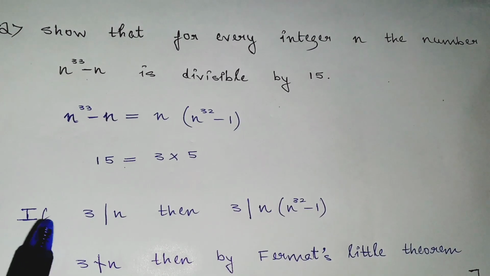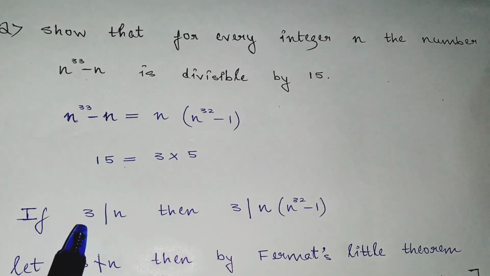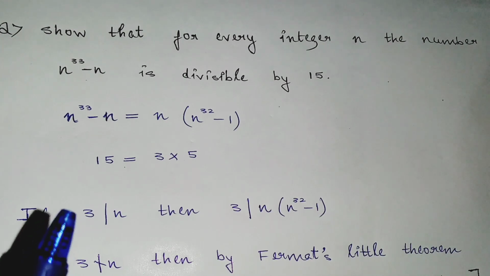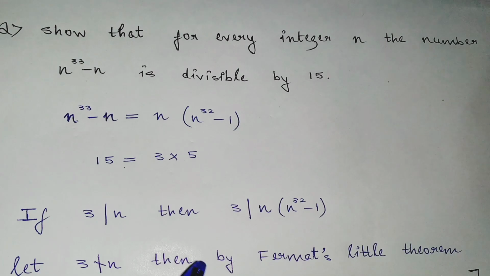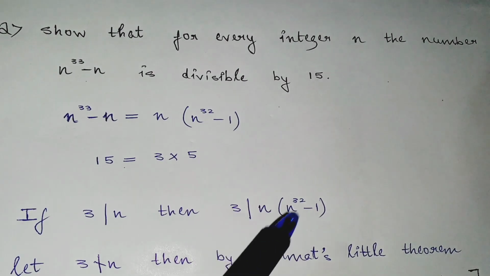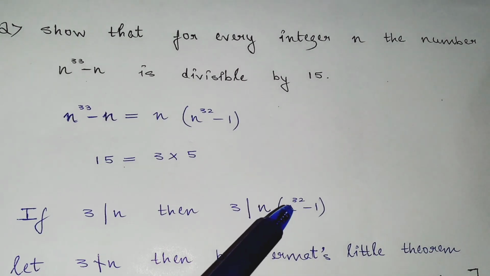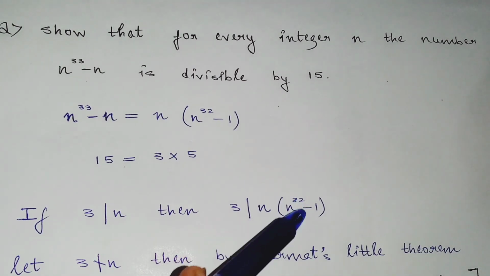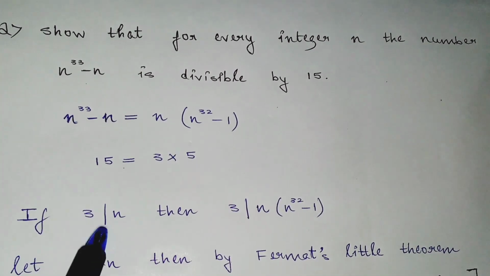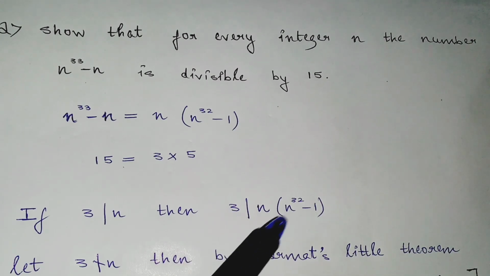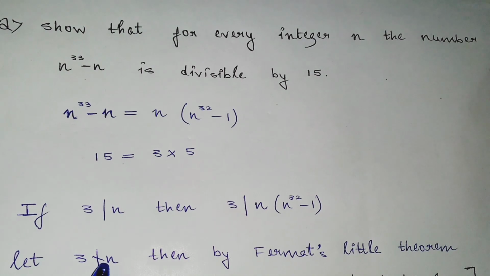So, if 3 divides n, or n is divisible by 3, then 3 divides n into n raised to 32 minus 1, because this number is a multiple of n. So we can write: if 3 divides n, then 3 divides n into n raised to 32 minus 1. Let us assume that 3 does not divide n.